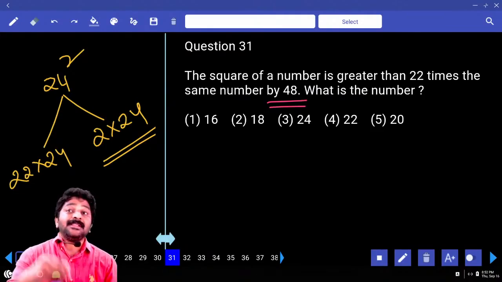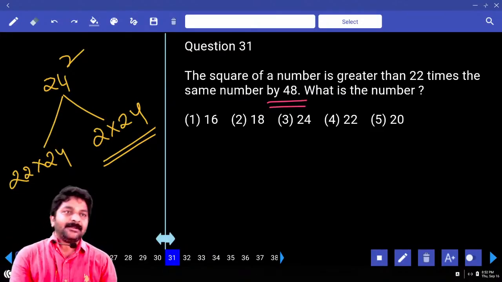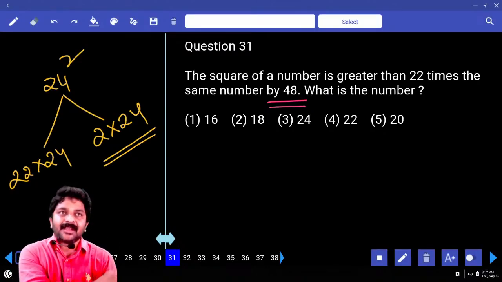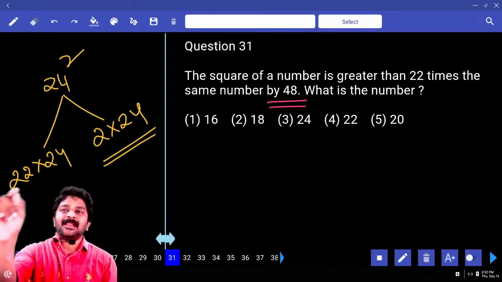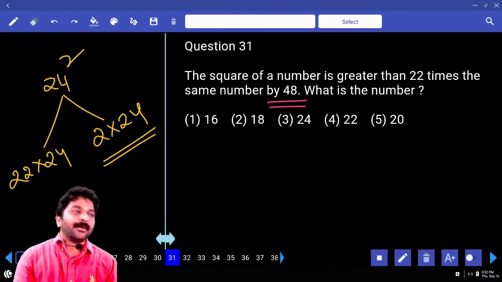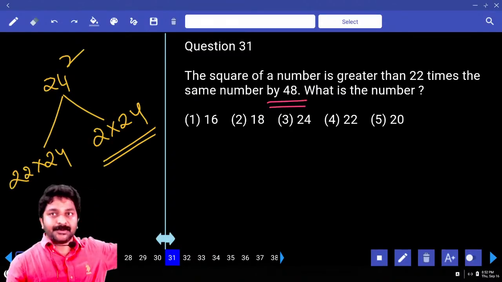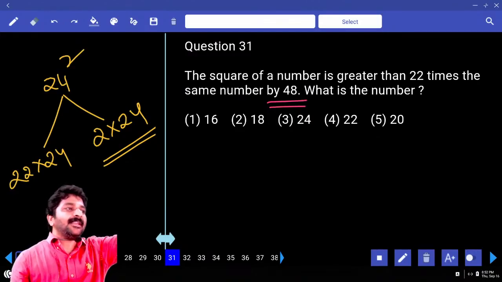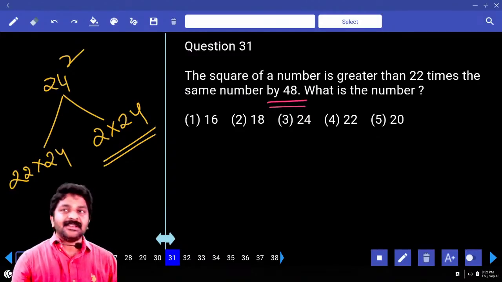Instead of solving the linear equation, I recommend this one, because whatever the simplification we are doing now can be done in your mind, provided you know the process, the procedure. If you know the procedure, definitely you can do the simplification in your mind.